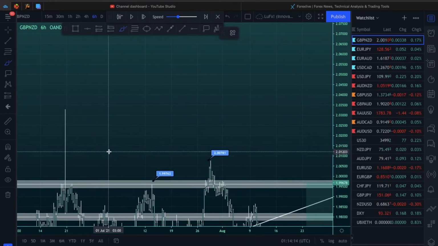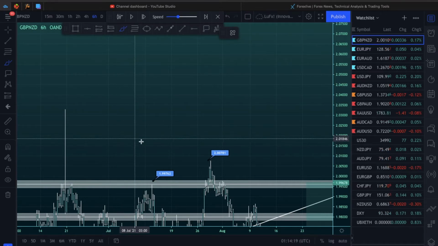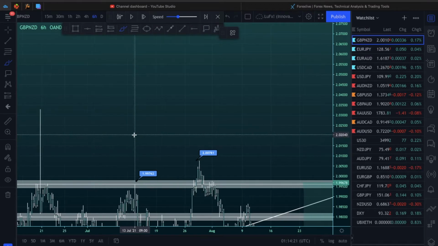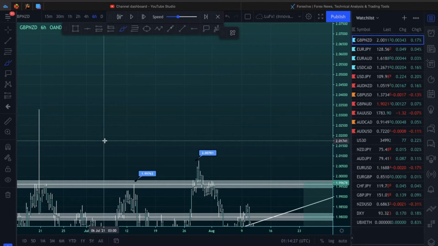So market structure is very key in forex, right? You need market structure to do anything in forex. So you have to identify market structure. You have to be able to get good at market structure, and you have to be able to just identify the markets, like I said, right?